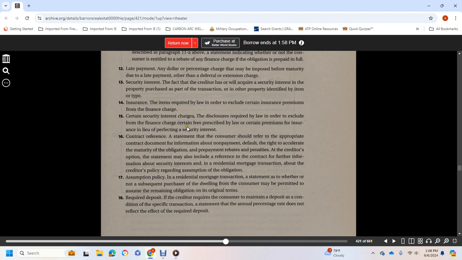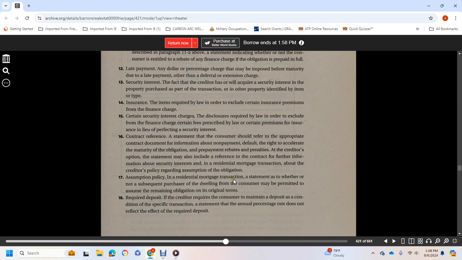416. Contract reference: a statement that the consumer should refer to the appropriate contract document for information about non-payment, default, the right to accelerate the maturity of the obligation, and prepayment rebates and penalties. Creditor's option: a statement, included with the contract reference, providing further information about the security interest and, for a residential mortgage transaction, about the creditor's policy regarding assumption of the obligation.